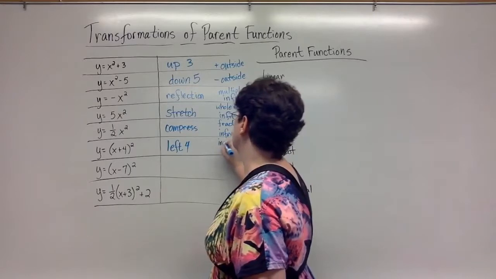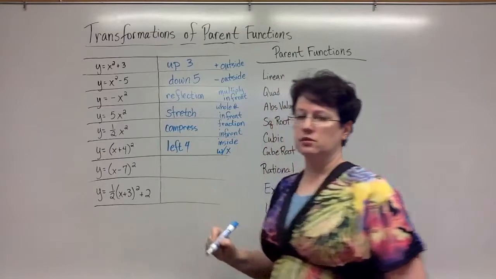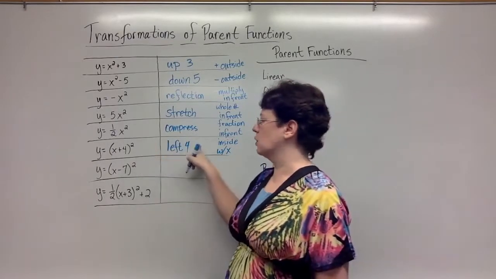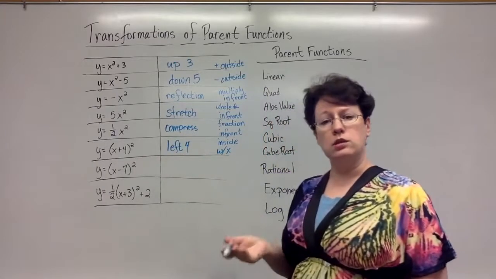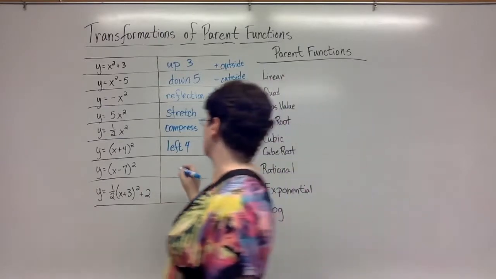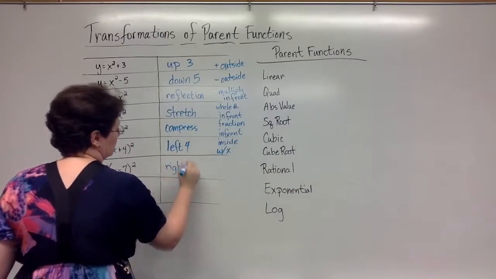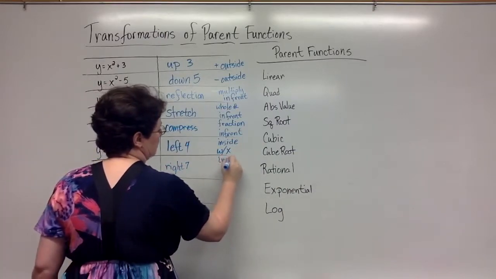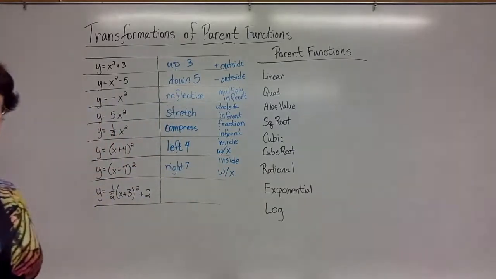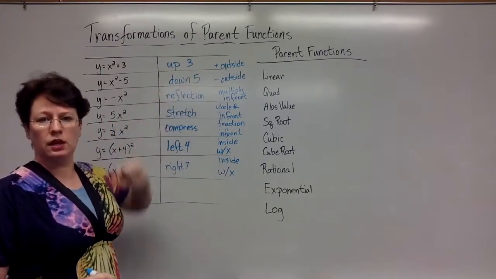So we write a little note to ourselves in that last column. It's inside with x. Okay? It's being added or subtracted with that x. So if positive 4 moved it to the left, what do you think the negative 7 is going to do? The opposite, right? It's going to move it to the right. Okay? This is also inside with x.